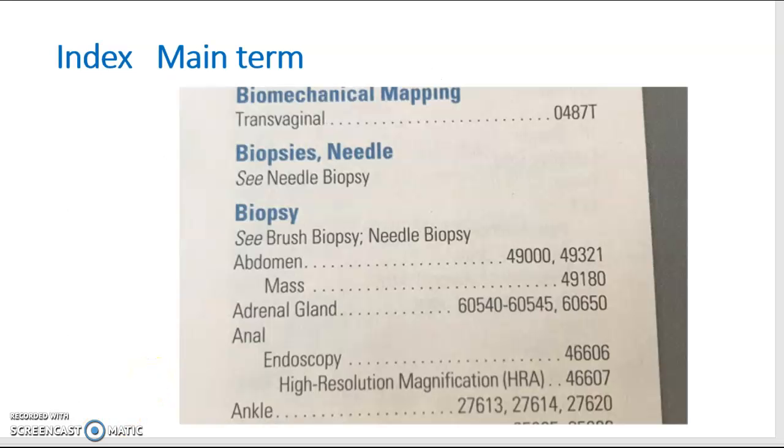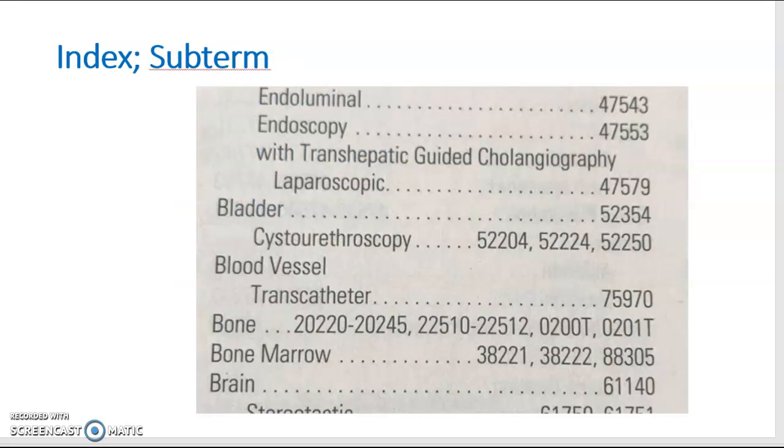So let's pick up your CPT manual, go to your index, that is the end of the book, go according to ABCD, look for biopsy, and you can see we have the main term biopsy right here. Okay, and it is the index of our book. We're looking for the main term. So we need to look for biopsy of the bladder, remember? So our subterm is going to be bladder.